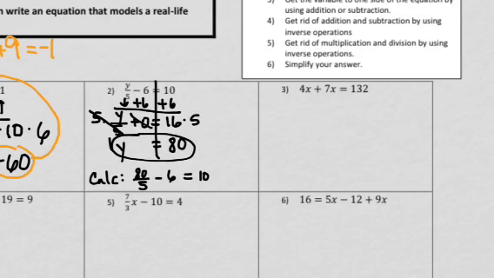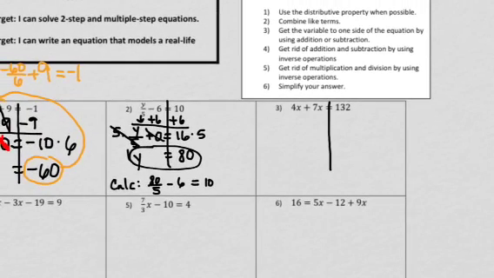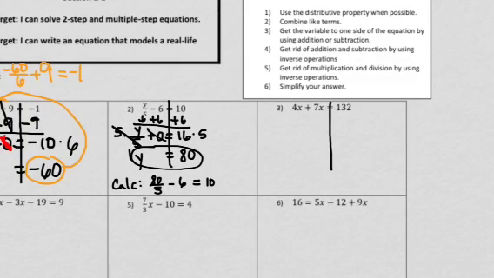Moving on to the next one. This one's a little different. I actually have to back up to the second step in our guidelines, combine like terms. I have 4x, and I'm adding 7x to it, so that gives me a total of 11 x's. So I have 11x is equal to 132.